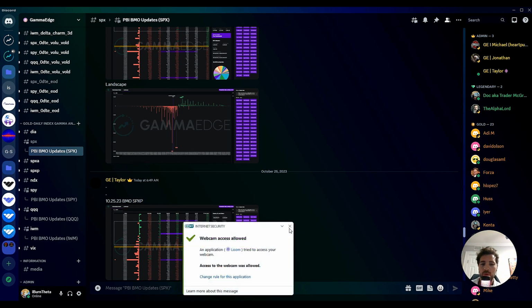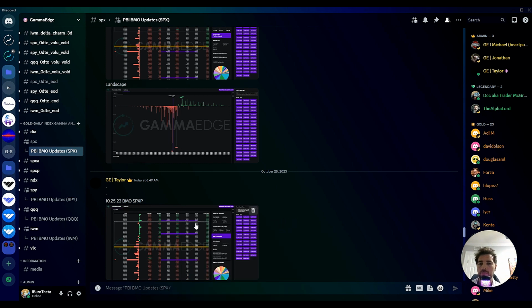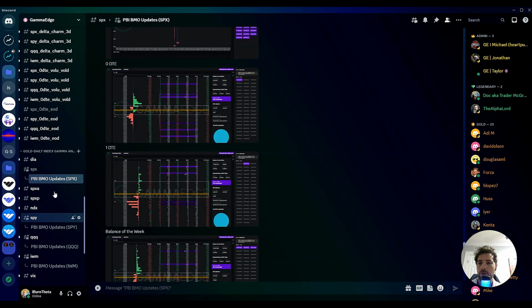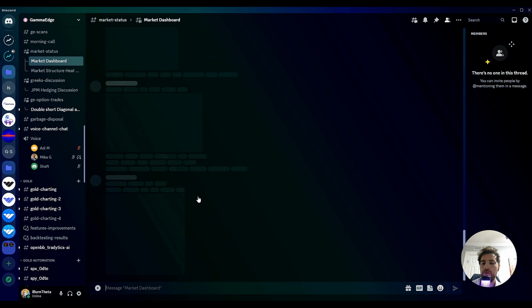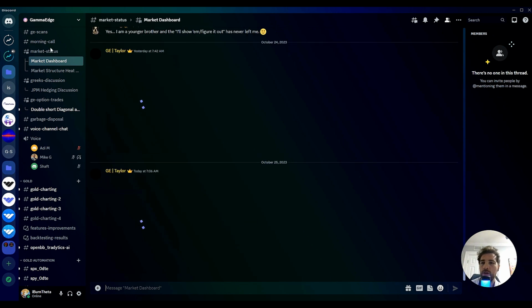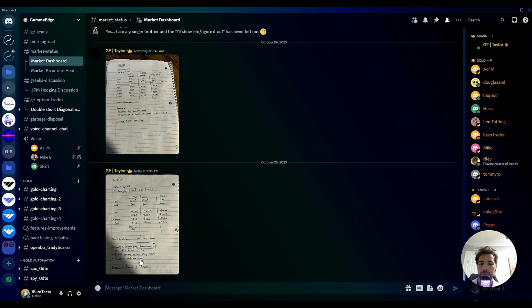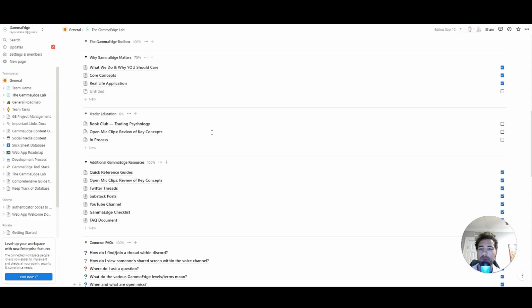A couple things I wanted to point out. First off, all the charts are uploaded in Discord. Second is in this market dashboard. If it'll load, if you guys are not aware of it, it's an embedded thread under market status here. I post my notes for the morning. Let's see if it'll load. Okay, it's not loaded. Oh, there you go. All right, notes for the morning. So if you guys want those, there.